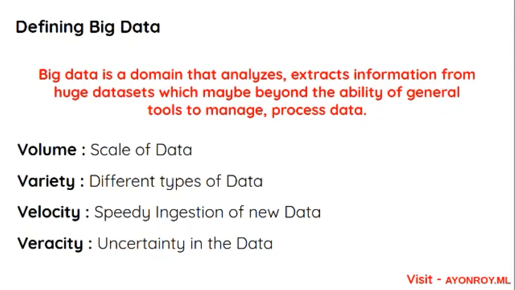So that's a huge amount of data. And veracity is like, you do not know how the data sometimes behaves, or how the data is sometimes ingested. So there is an uncertainty kind of thing out there. So big data is a huge amount of data, majorly defined on the basis of these 4 V's: volume, variety, velocity, and veracity. So this is a high level overview of what big data is.